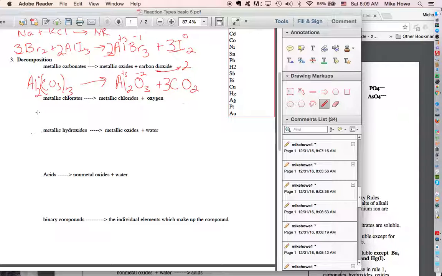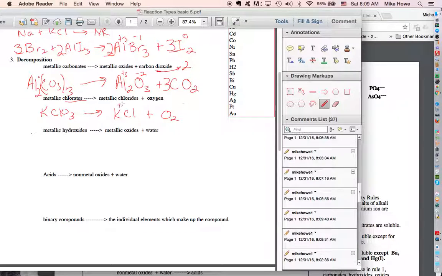Okay, a metallic chlorate. Suppose we had potassium chlorate, just taking a random metallic chlorate. Now you're going to have to recognize that a chlorate is a ClO3. It's going to make a metallic chloride and oxygen. Is oxygen part of Brinkelhoff? Yes. Okay, so that's your combos. +1, -1, so the charges are okay.